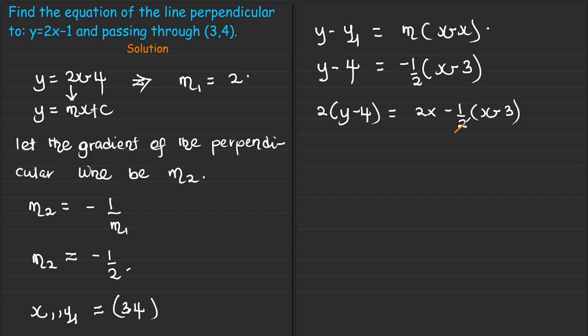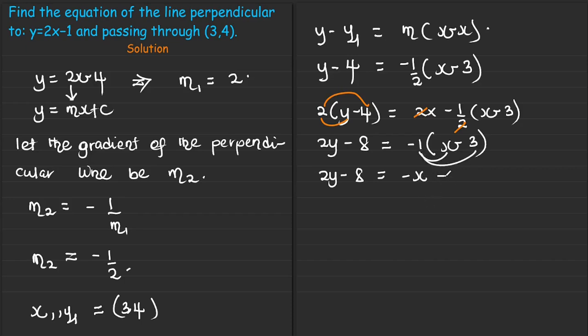In which case, this 2 cancels out this 2. Then we have 2 times y and then 2 times negative 4. So that this 2 times y gives us a 2y. Then the 2 times the negative 4 gives us a negative 8. Since this is cancelled, we then have our negative 1 into bracket x minus 3. We now need to open our brackets. So we have 2y minus 8 equals negative x, that is negative 1 times x, then negative 1 times negative 3, which then gives us a positive 3.